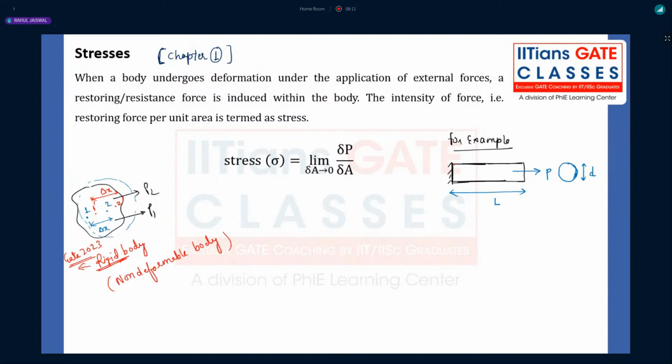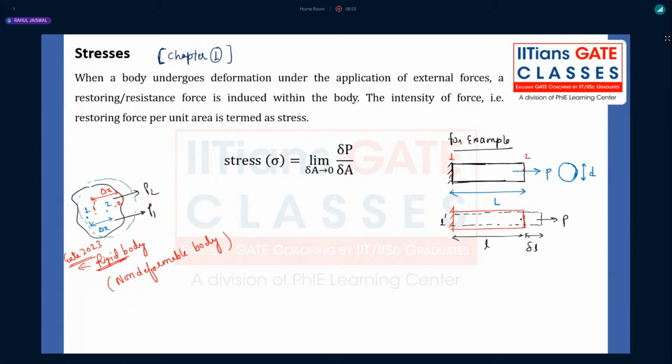But in strength of material, point number 1 is here and point number 2 is here. After application of the load, what is going to happen? Suppose this member is deforming by delta L. Then what can we say? Whether it is a rigid body or non-rigid body, it is a deformable body, because now the relative distance between 1 and 2 has changed.